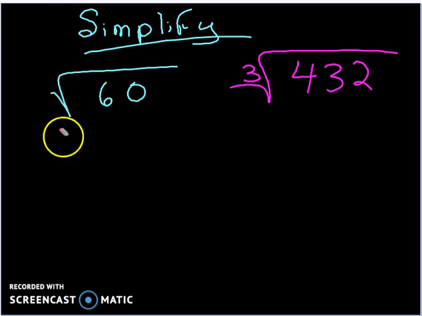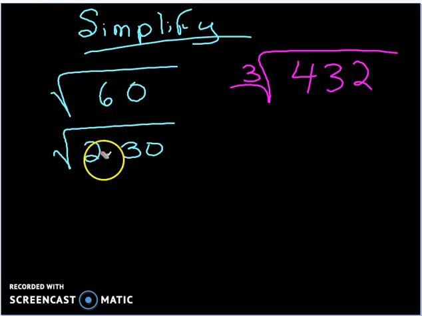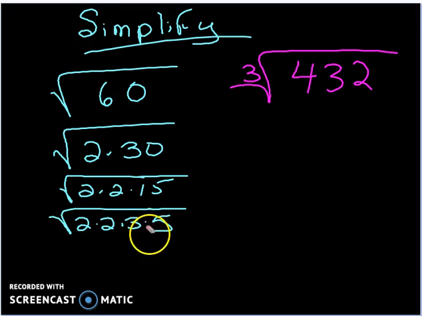So we're going to start with the square root of 60. And what I'm going to do is first factor it. I'm going to take the 60 and factor it: 2 times 30, keeping it under the radical sign. Well, can I factor this any further? Sure. I can factor 30 down to 2 times 15 and then down to 2 times 2 times 3 times 5. So I've prime factored out 60.